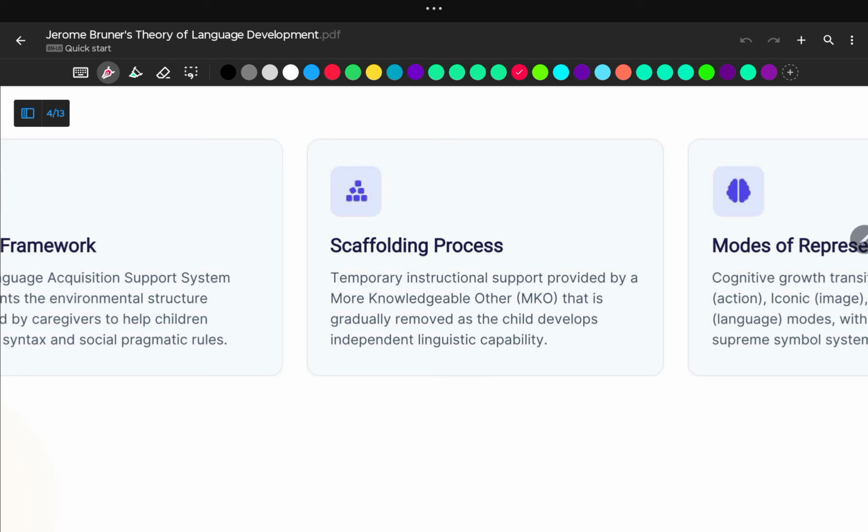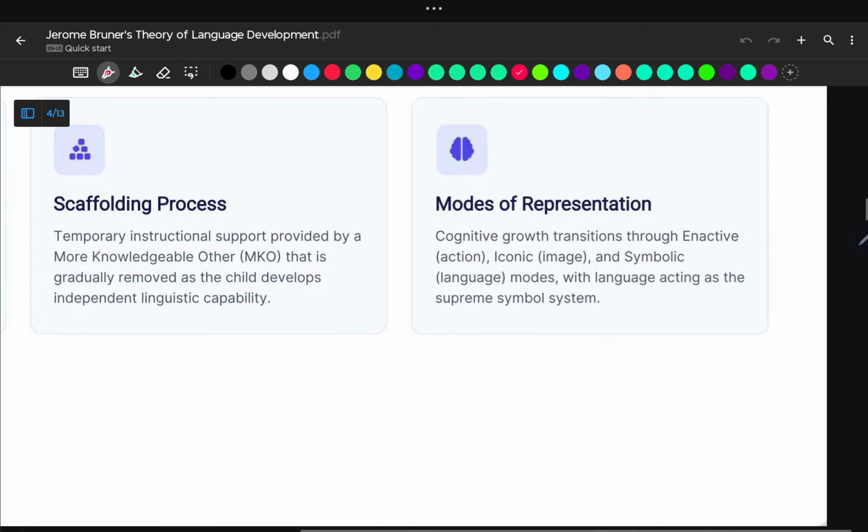The scaffolding process, basically known as more knowledgeable others, is gradually removed as the child develops independent linguistic capability. When the child develops independent language capacity, that is the time when scaffolding is gradually removed. And the last and third pillar is modes of representation. Modes of representation is cognitive growth transition through enactive, that is action, iconic, that is image, and symbolic, that is language modes, with language acting as the supreme symbol system.